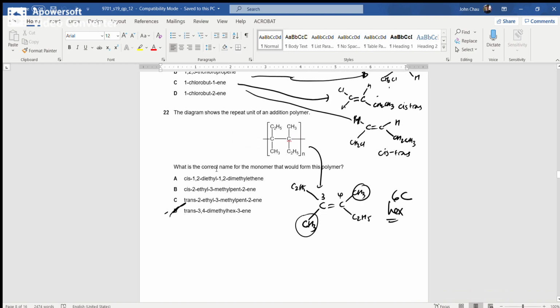22. What is the correct name of the monomer that would form this polymer? So we put back the double bond inside, and then remove the link, the line at the carbon. To name this compound, we label the carbon, and the purpose is to give the lowest numbering for the double bond.